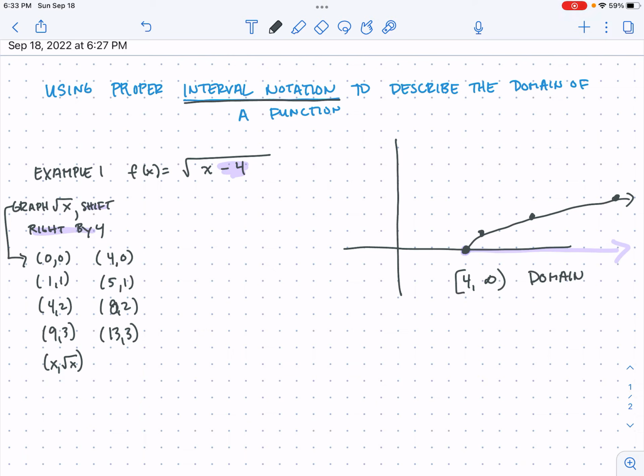Now let's say we want to approach this without having to draw the picture. Well, we can look at this and we see we have a square root function. And we know that for function evaluation, we can only evaluate the square root of 0 or positive numbers. Can't take the square root of a negative and get a real value out of it. In other words, whatever is under the square root has to be greater than or equal to 0.